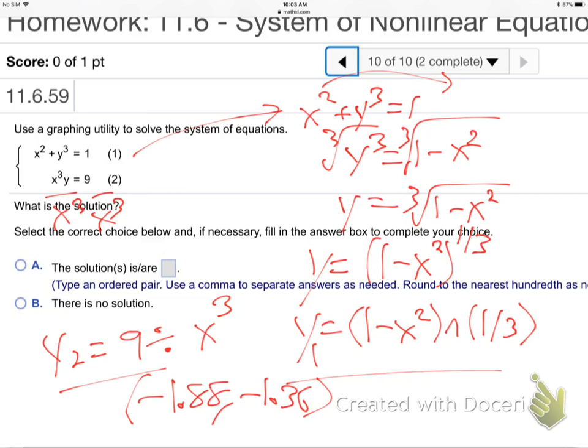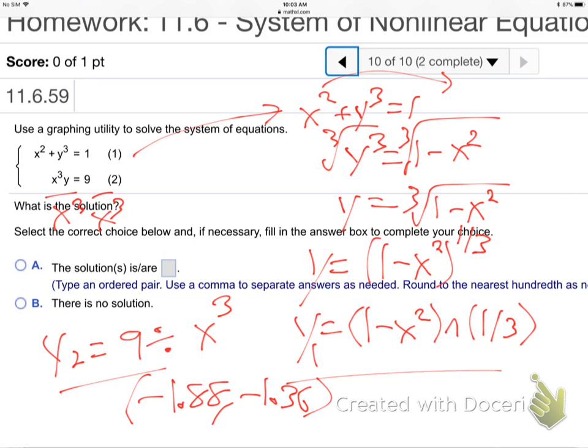I had to jump around a little bit. When you hit the intersection routine, it says first curve, second curve. It wouldn't automatically go to the second curve. I had to move my cursor around a little bit to get it to jump. Sometimes you have to do that. If you have a TI, probably the same thing you'll need to do.